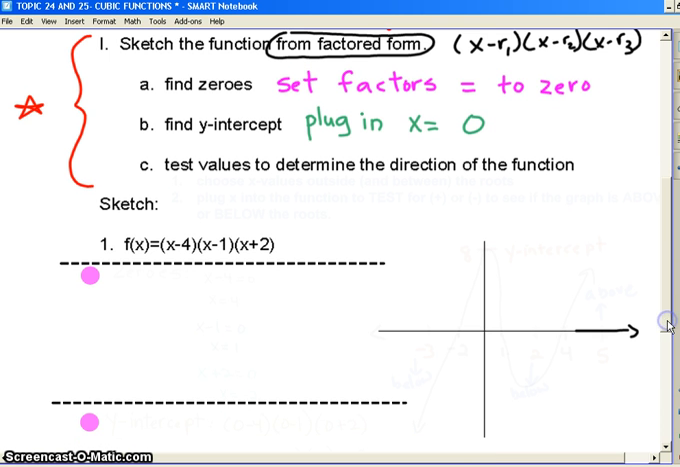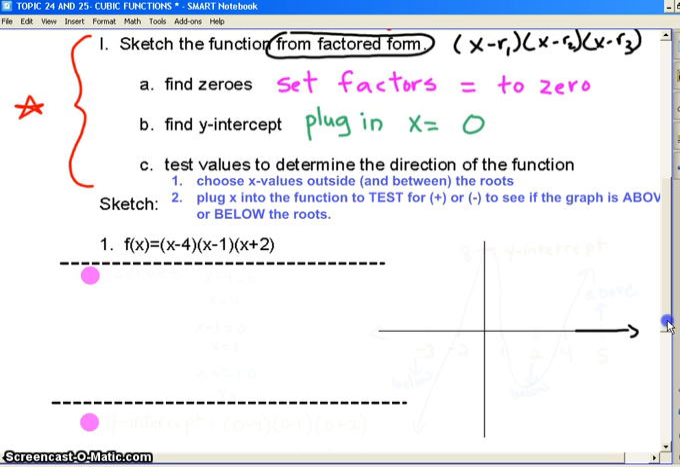Okay, and then the third step here, test some values to determine the direction of your function. There are 2 steps there. Just choose some values for x. The values that you choose need to be outside or between the roots. Then take those values that you chose and plug them back into your function to see if you get a positive or negative answer. All that's going to do is tell me if the graph is above or below.